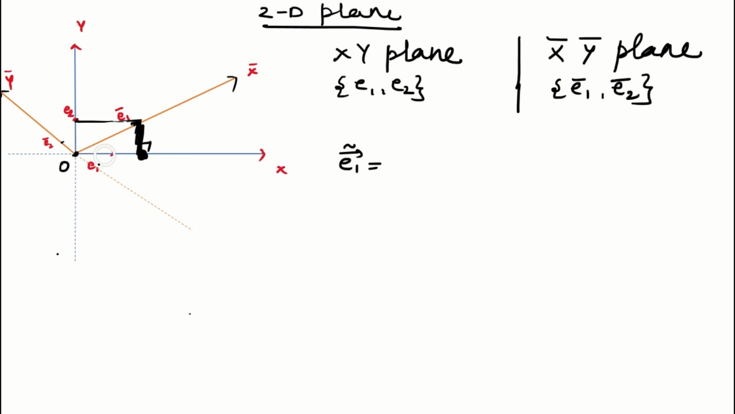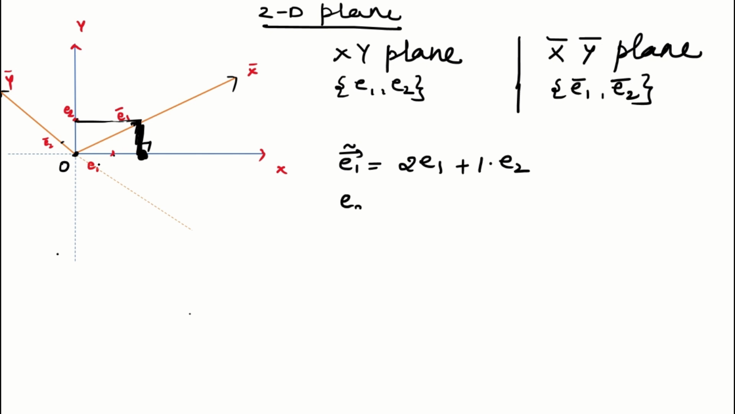Okay, this is E1, so this is just double, right? So how much E1 do you need? We need 2 E1 to make E1 bar, right? To make E1 bar, how much E2 do you need? So E2 we need only 1. Okay, so 1 E2. So E1 bar is 2 E1 plus 1 E2.